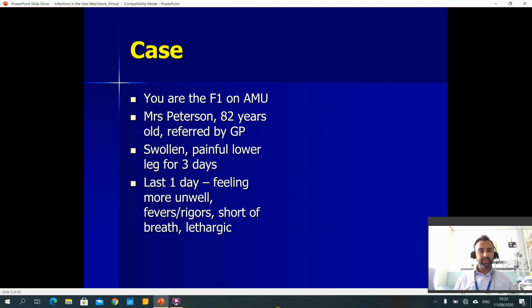So let's start with the case. You're now the F1 working on the acute medical unit. You see an 82-year-old lady, Mrs. Peterson, who's been referred by her GP. She's presenting, with the information you have at least on the clerking sheet, with a swollen, painful lower leg for the last 3 days. And for the last 1 day, she's been feeling more unwell. She's got fevers and rigors, so she's been shaking with her fever. She's feeling breathless and also quite lethargic.